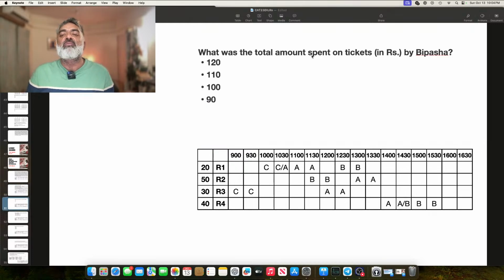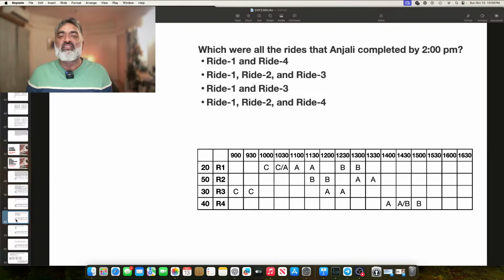What was the total amount spent on tickets in rupees by Bipasha? Bipasha went for ride 1, so she will spend 20 rupees. She went for ride 2 as well, so 50 rupees, that is 70 rupees. And she went for ride 4, which is 40 rupees. So 70 plus 40, my answer is going to be 110. Once we figure this table out, life is very, very easy.